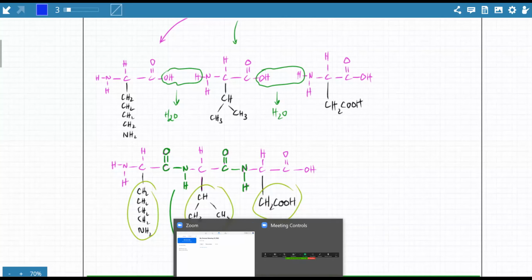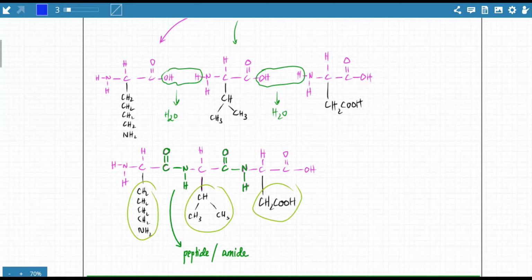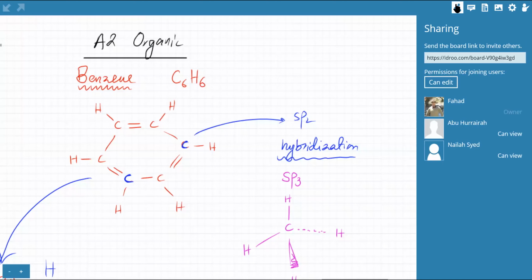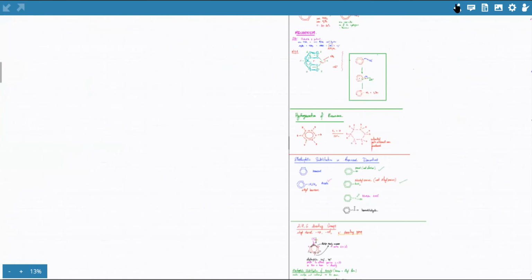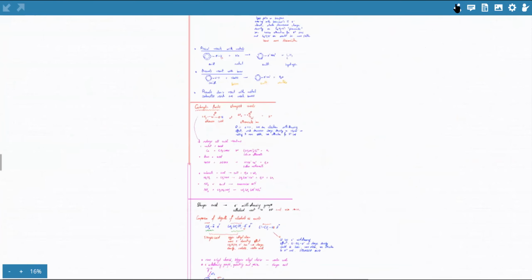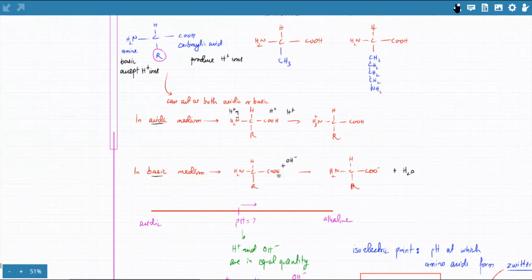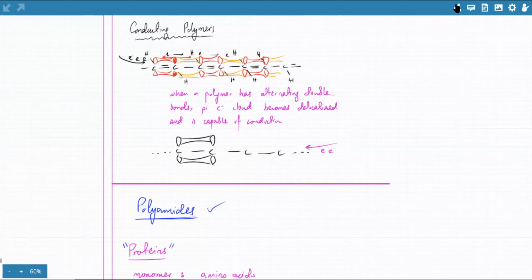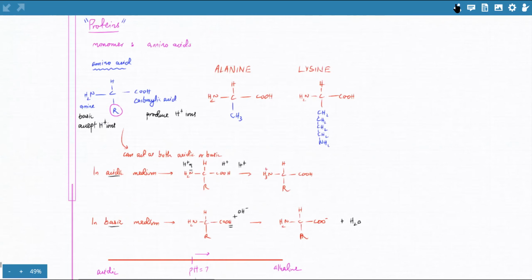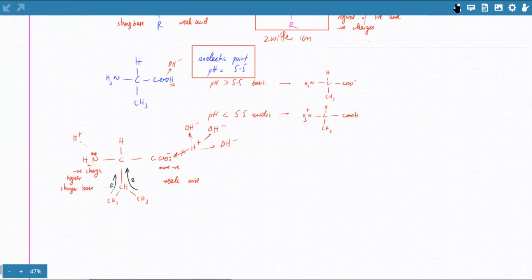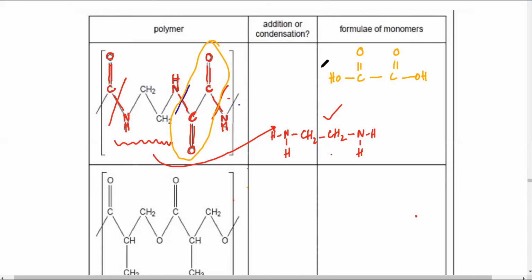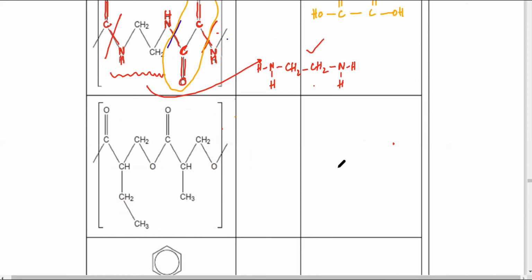So if you go back and have a look, जो हमने last time किया था, अच्छा ये probably amides थे, नहीं, this is proteins. अच्छा उसी के अंदर पड़े थे ये amides. अच्छा, so this is your dicarboxylic acid, and this is your diamine. ये clear है? Yes, sir.